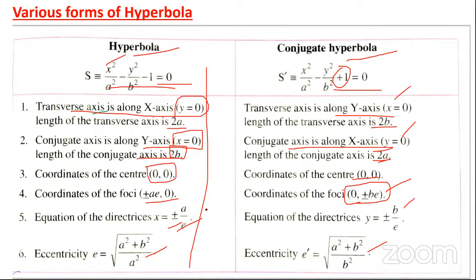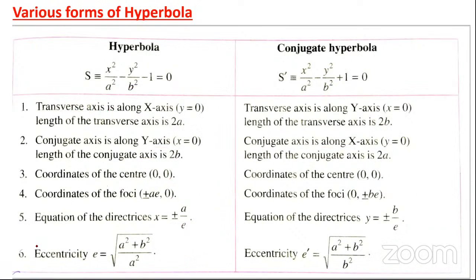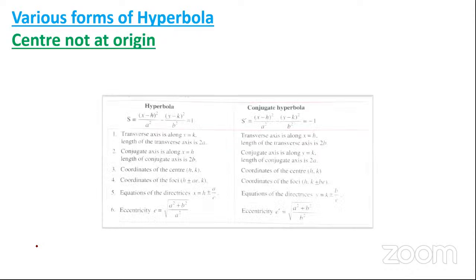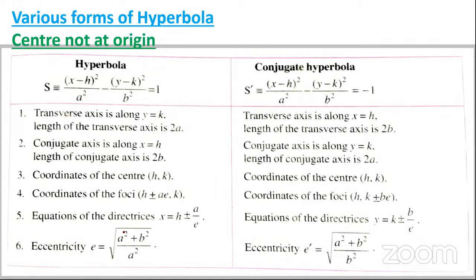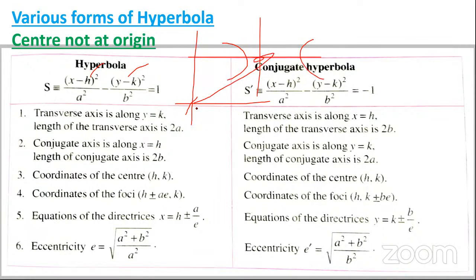These are the hyperbola and the conjugate hyperbola where the center is at 0 comma 0. If the center is not at 0 comma 0 but at h comma k, we get various forms of hyperbola where the center is not at the origin. This is 0 comma 0, and the center transforms to h comma k here.